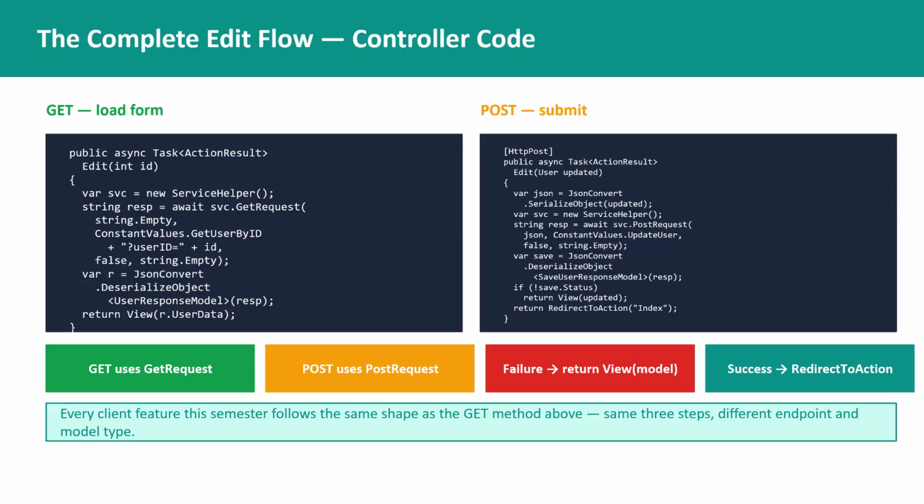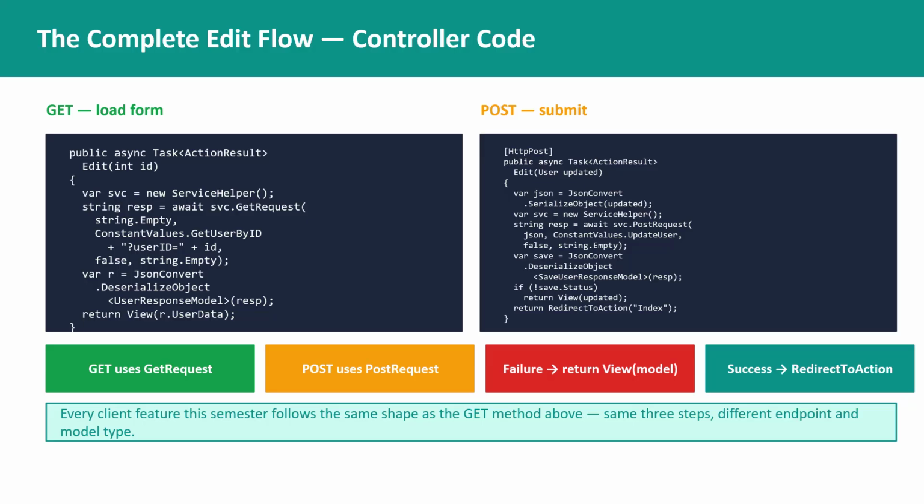So here's the complete controller code so we can understand the flow and the implementation side by side. The GET method has 3 steps. We create the service helper, call the GET request with our get user by ID and the user ID from the query string. We deserialize into the user response model, and we return view with the user data.